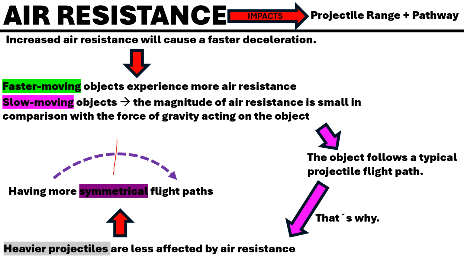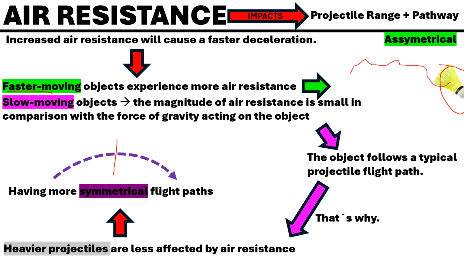Now, light objects or faster moving objects are going to have an atypical flight path, which is mostly going to be asymmetrical. Okay, so if you've ever played with a shuttlecock before, if you've played badminton, you'll know that this shuttlecock moves pretty randomly. It's very asymmetrical.